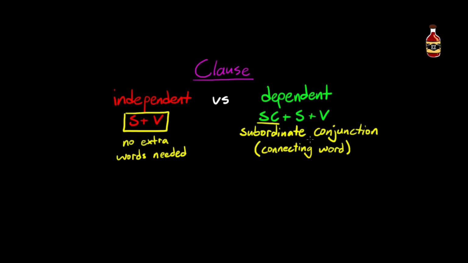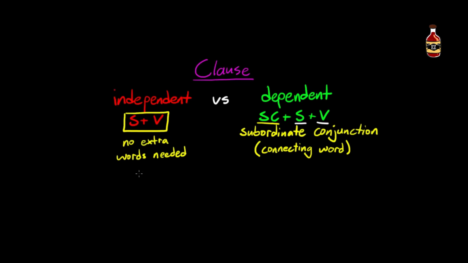Now, a subordinate conjunction is just a fancy term that simply means connecting word, and it's used to connect the dependent clause to an independent clause. Why is a subordinate conjunction or connecting word necessary? Well, even though a dependent clause has a subject doing a verb, it's an incomplete thought.